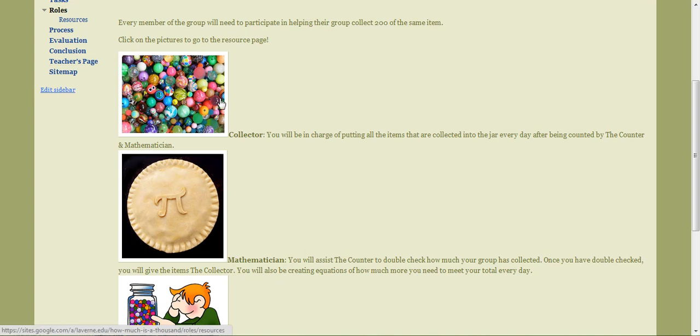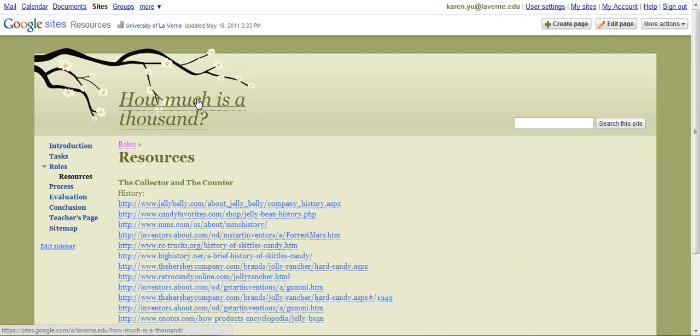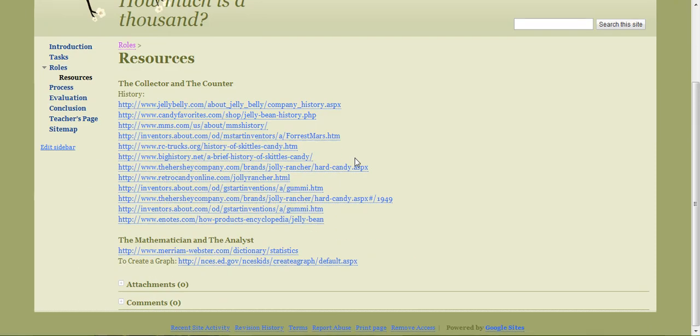If you click on the pictures, it leads you to the resource page, and this gives them the resources of all the different websites for how to do their presentation: finding history on it, how things are made, what statistics mean, and how to create graphs by transposing them onto the computers to be able to put onto a PowerPoint presentation.